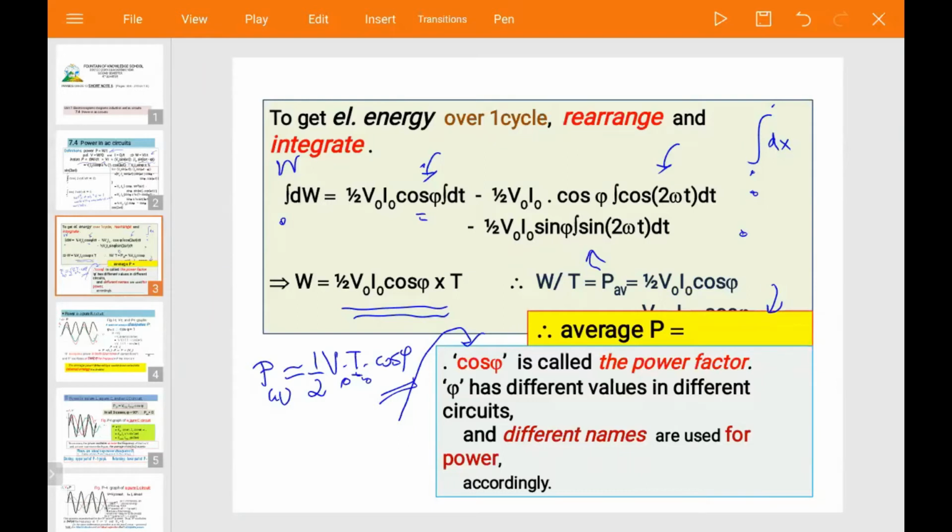How much is the power factor in a pure inductor circuit or in a pure capacitor circuit?